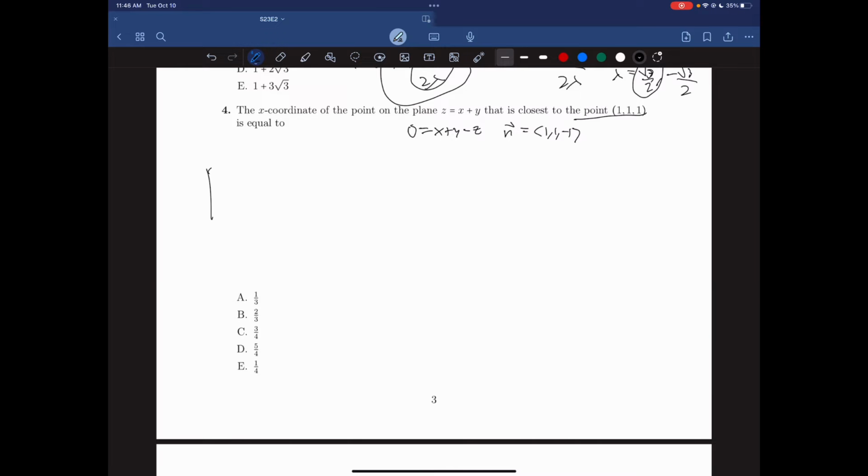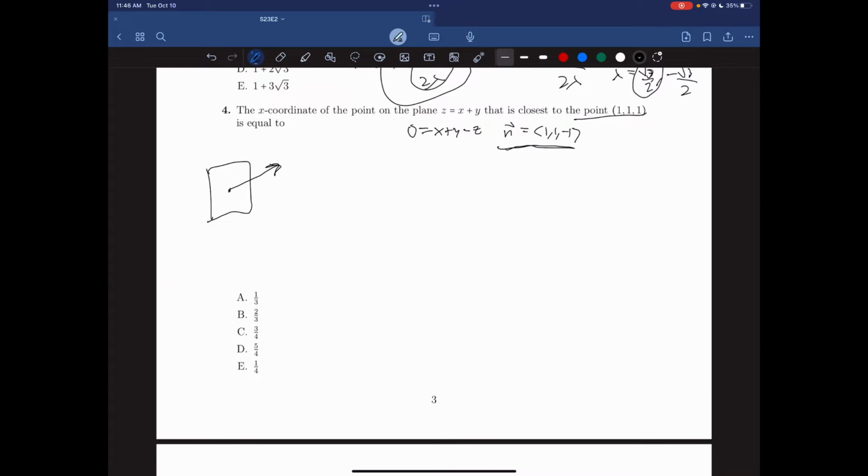And we know if we have a plane, the closest point to the plane is going to be on that normal vector. Because if you're going at a diagonal, you're always going to be taking a longer path. The normal is always going to be the shortest path. So that's going to be our direction vector of the point.